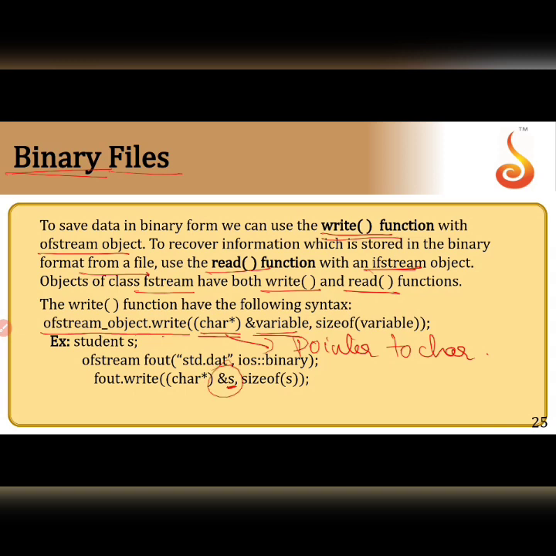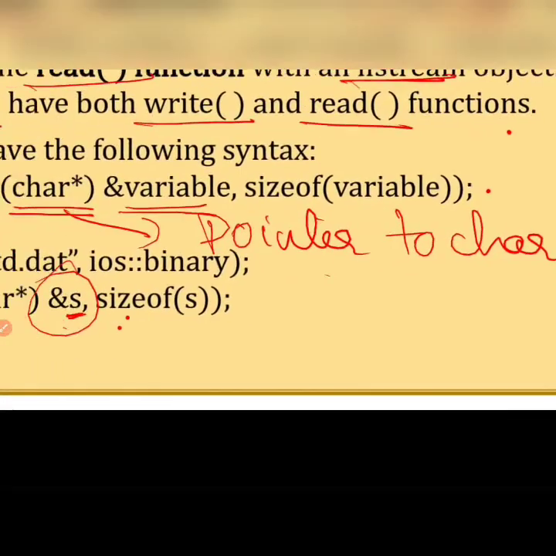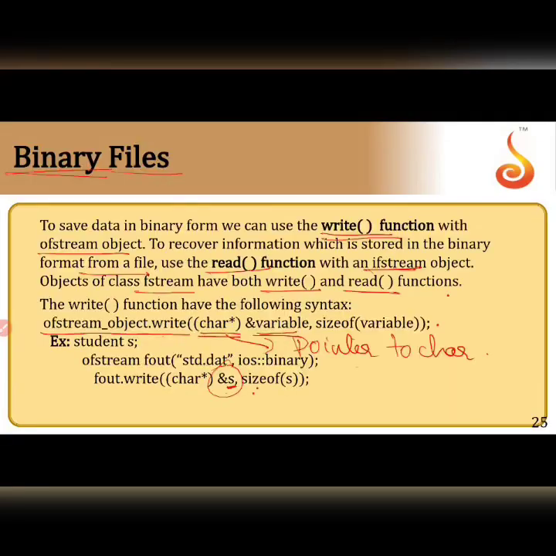Why is it ampersand? Because a pointer always points to a memory location, and ampersand s would be the memory address of this. And sizeof variable. What do you mean by the size of variable? Sizeof will give you how many bytes of memory are required for that particular variable. If I say sizeof int, it will give me 2 bytes.